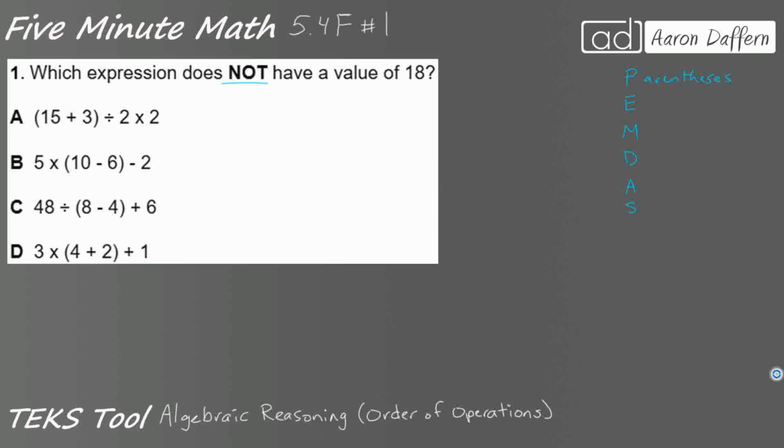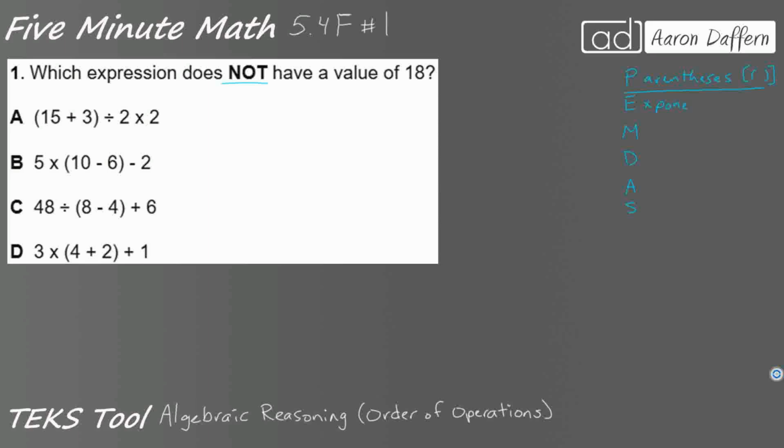And the P stands for parentheses. Now, I've seen some where it's GEMDOS because instead of a P for parentheses, it's G for grouping, but that's fine. Either way, you're going to start with anything inside parentheses, and then you have brackets sometimes that are going to be outside of parentheses. Those go first, parentheses go second. Then we're going to deal with our exponents.